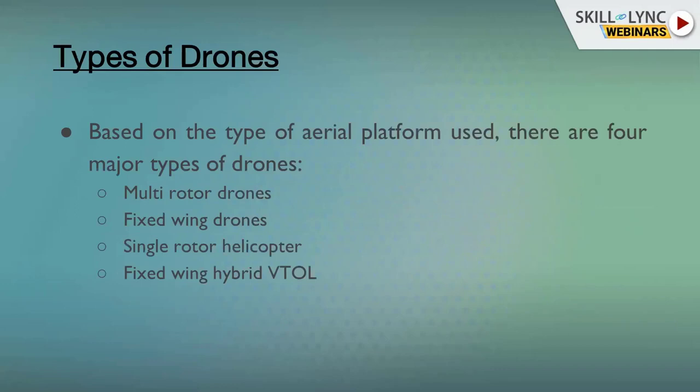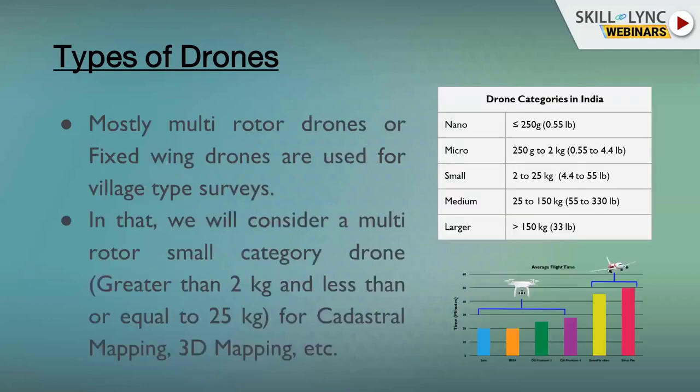There are 4 types of drones present in our industry: multi-rotor drones, fixed-wing drones, single-rotor helicopter, and fixed-wing with hybrid VTOL. Multi-rotor drones are the most used, and they have categories. Here we can see the nano drone, which is less than 250 grams, micro drone, which is 250 grams to 2 kg, small drone 2 to 25 kg, medium 25 to 150 kg, and above 150 is called a larger drone. In our industry, for acquiring remote sensing and GIS data, we use a small drone, which is approximately 2 to 5 kg.